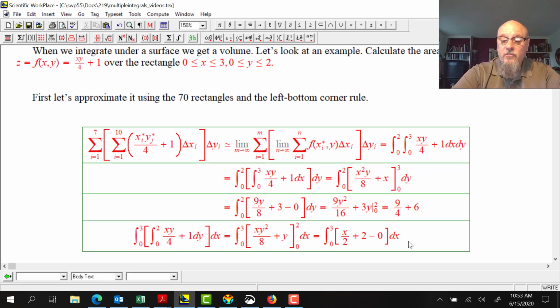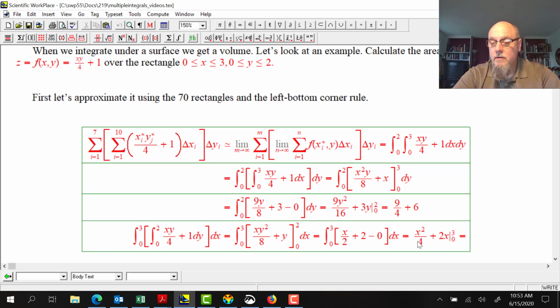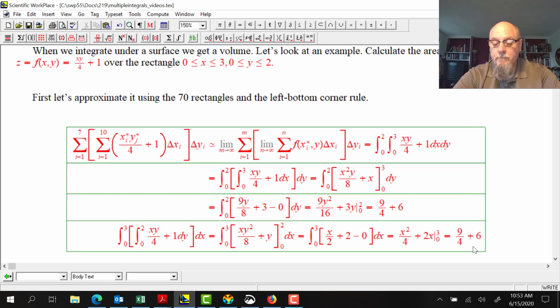Now, finally, let's just integrate with respect to x. This just looks like single variable calculus. Integrating x over 2, that's going to be an add 1 to the exponent, divide by what's up top, so x squared over 4 plus 2 goes to a 2x, and it's a definite integral, so I'm going from 0 to 3. Sub in the top, 9 over 4 plus 6. Sub in the bottom, 0. I get the same answer, yeah, because the volume's the same. So you should get the same answer whether you do dx dy or dy dx.